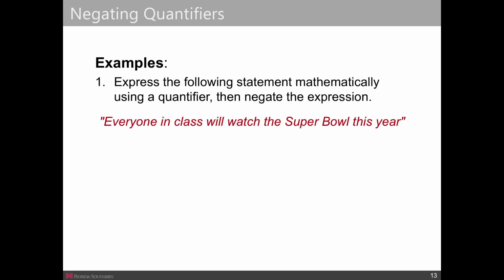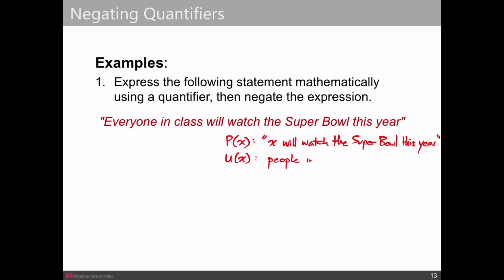Okay, so the first one says, everyone in class will watch the Super Bowl this year. So let's define a predicate P at X to stand for the statement, X will watch the Super Bowl this year. And the domain of X is going to be people in this class. When I make the claim that everyone in class will watch the Super Bowl this year, I'm simply saying that for all X, for all people in this class, P at X must be true. Now, let's negate that expression.